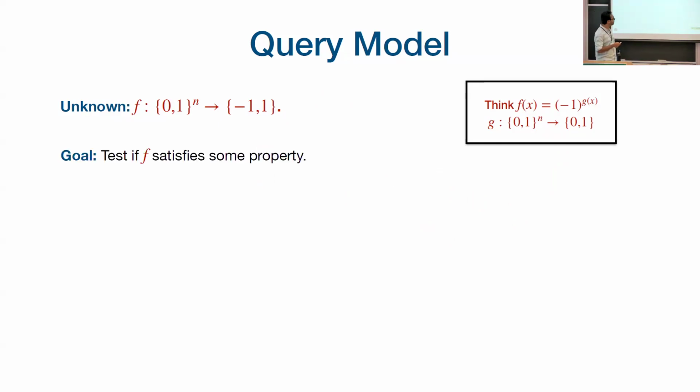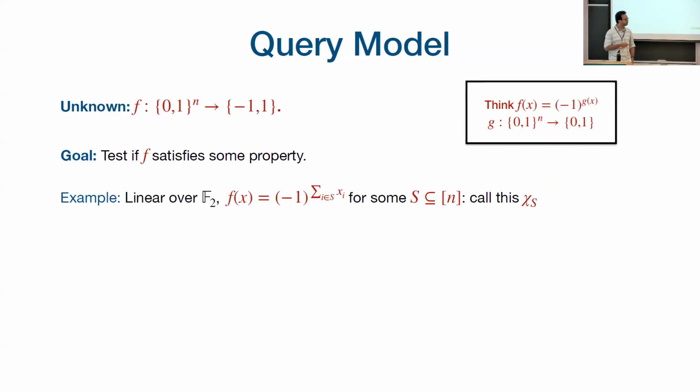And the goal is to test if f satisfies some property. And so, for example, the property we'll be most interested in this talk is: is f a linear function when viewed over F2? So what does a linear function look like? A linear function is a function of the form f(x) = (-1)^(sum over i in S of x_i). So it's like a parity of some bits, and because I'm in -1,1 notation, I'll do -1 to the power that, for some S. And this function I would call chi_S, which is (-1)^(sum over i in S of x_i).